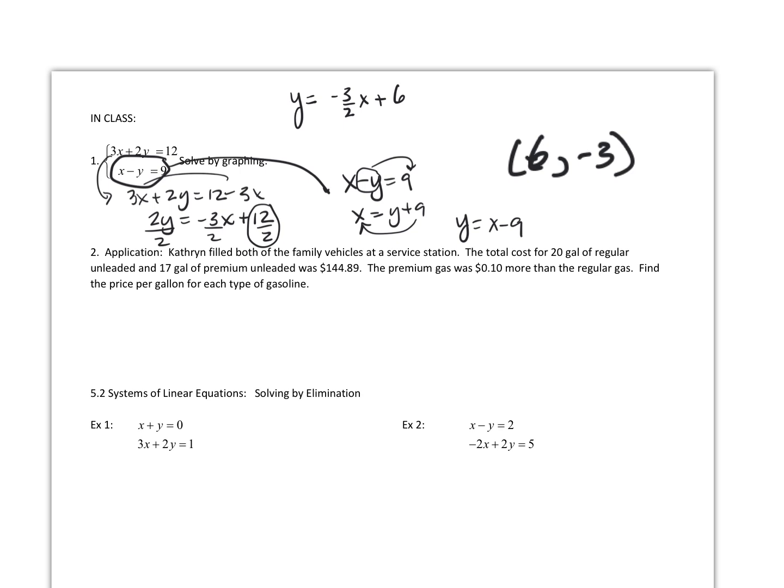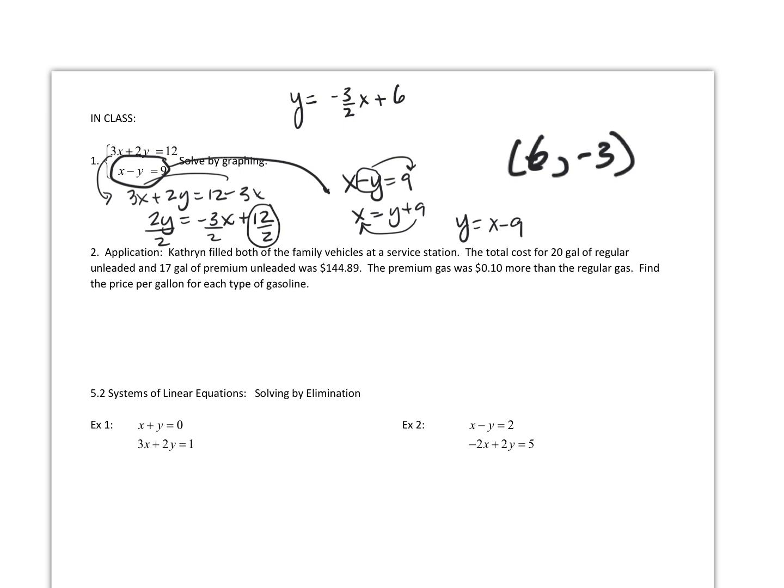So if I wanted to check my work, if I put a positive 6 and a negative 3 in those equations, it should come out to be a true mathematical statement. That's as far as it goes on graphing, okay? So let's look at number 2. Here's a word problem for you.